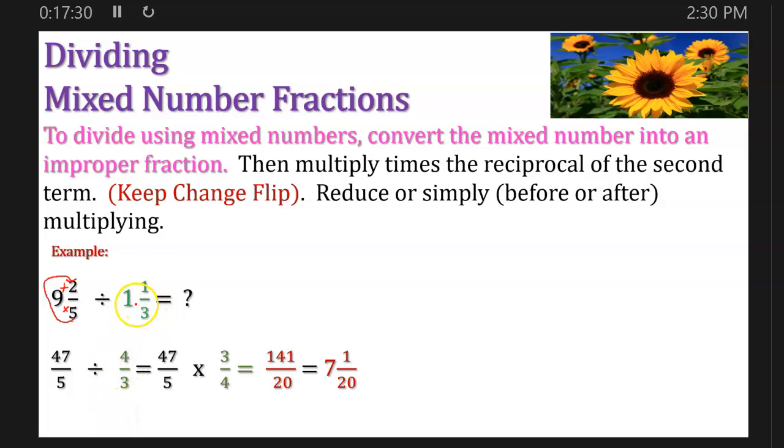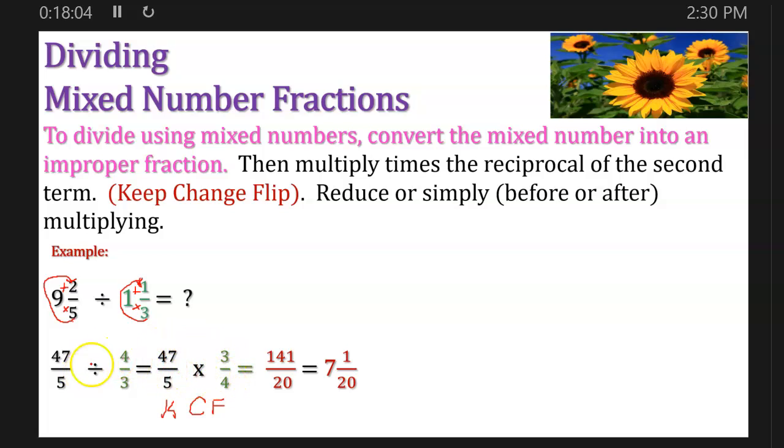Okay, let's do it again. 3 times 1 plus 1. So again, 3 times 1 is 3, plus the 1 is going to give us a 4, and that's our numerator, and it goes over that existing denominator 3. Now that we have improper fractions, we can divide by using our keep, change, flip rule. So we keep the first term the same, 47 over 5. We change our division symbol to a multiplication symbol, and then we flip our 4/3 around to its reciprocal, which is 3/4.